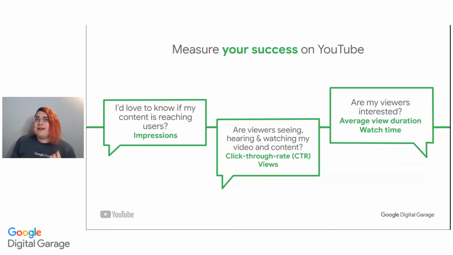But it doesn't tell you how many people are watching your content. It might be that you've got really good keywords and your content is appearing in a lot of search engines, but maybe people aren't clicking on it. You can measure this with something called the click-through rate, which is just what percentage of people who see your content click on it and watch it, or at least start watching it. Now, the click-through rate is really important.